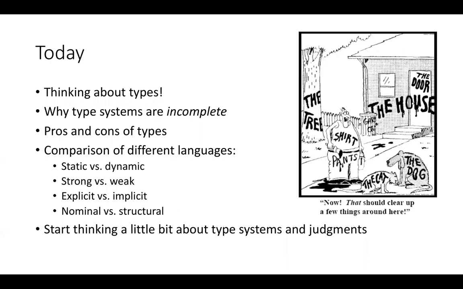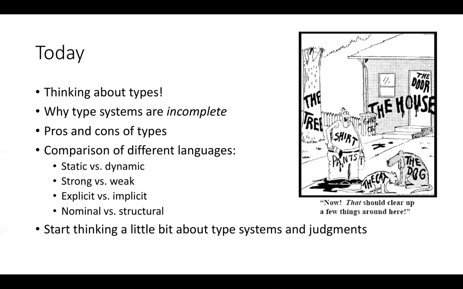Then we're going to spend a bunch of time today comparing different languages. We're going to look at a bunch of different languages and how each language thinks about types. We'll do that by comparing them along several different axes. We're going to think about static versus dynamic types and the languages that employ them, strong versus weak, explicit versus implicit, and nominal versus structural.